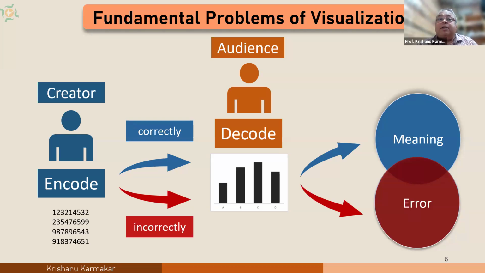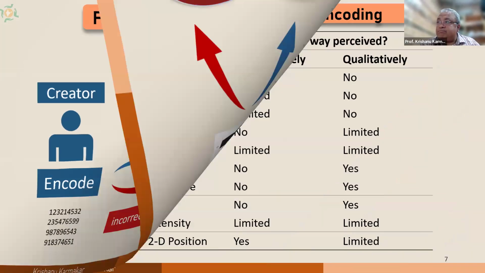So, this is the fundamental problem of data visualization, that when the audience is reading that chart, the creator is no longer there. And another thing is that the creator also needs to correctly encode the values. So these are the two fundamental problems of data visualization.